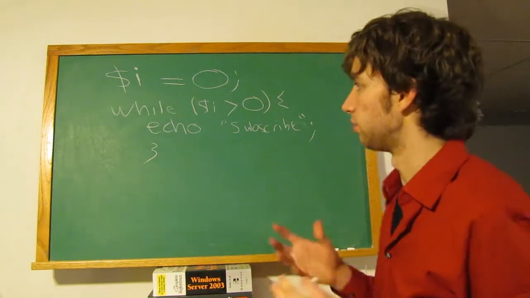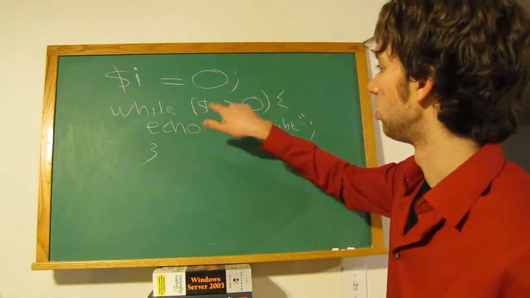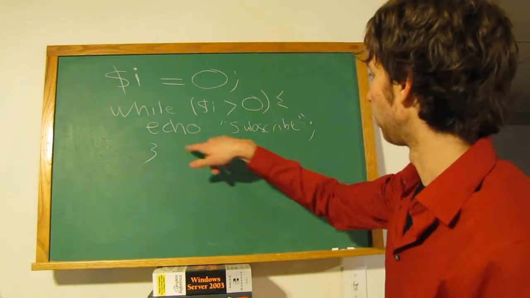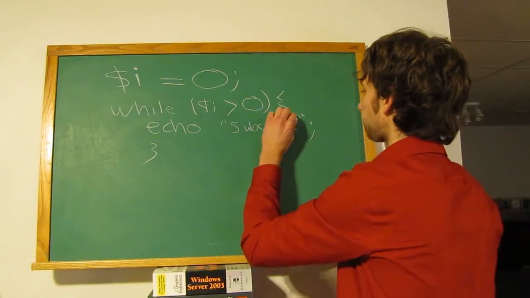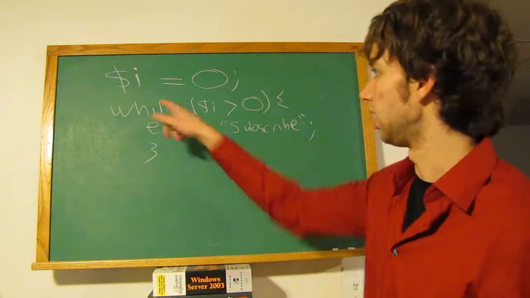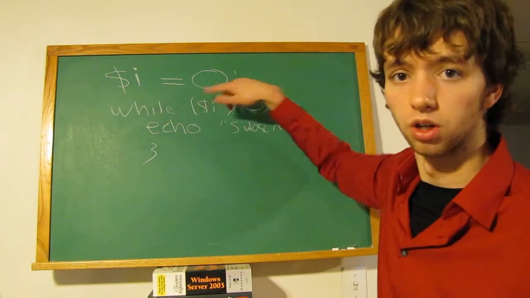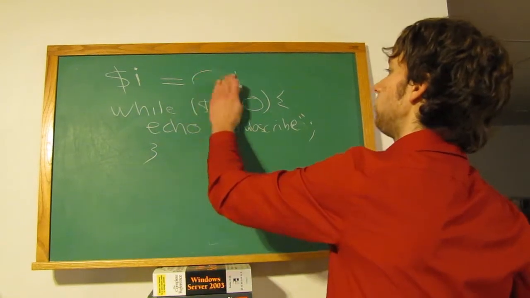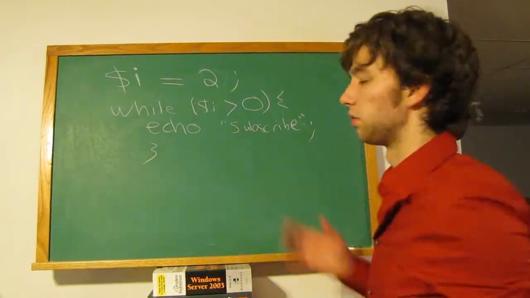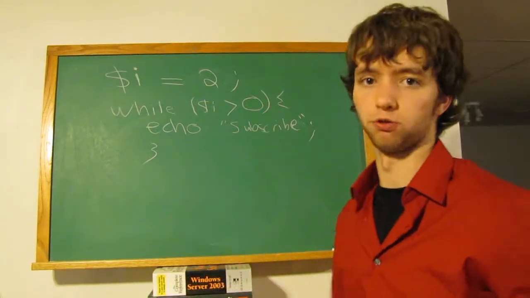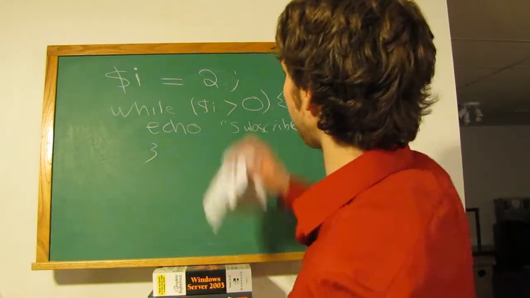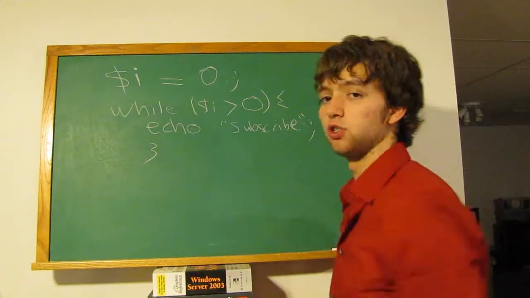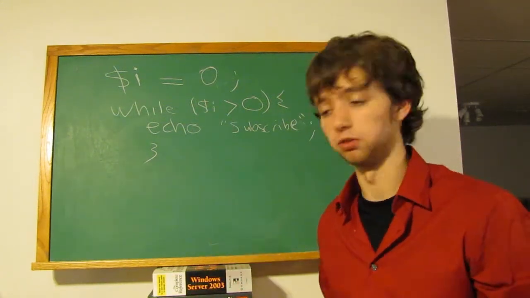Makes sense? Basically it's going to say, when $i is greater than 0, we're going to echo subscribe. But as you can see, $i is not greater than 0, so it's never going to be run. Although if this was 2, then this while loop would run over and over again. So let's go back to 0, and then I'm going to explain the difference between a do while loop and a while loop.